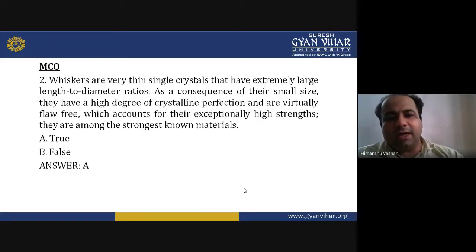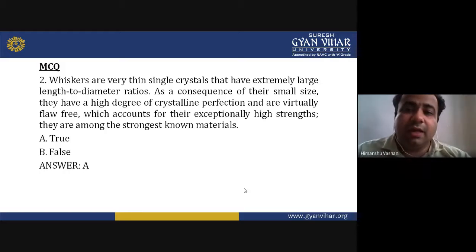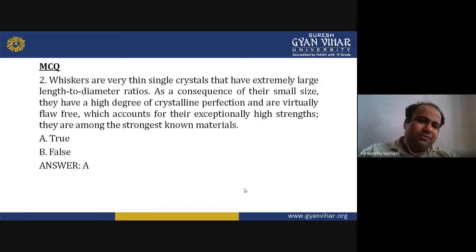Now, whiskers are very thin single crystals that have extremely large length to diameter ratios. As a consequence of their small size, they have a high degree of crystalline perfection and are virtually flaw free, which accounts for their exceptionally high strength. They are among the strongest known materials. So is it true or false?